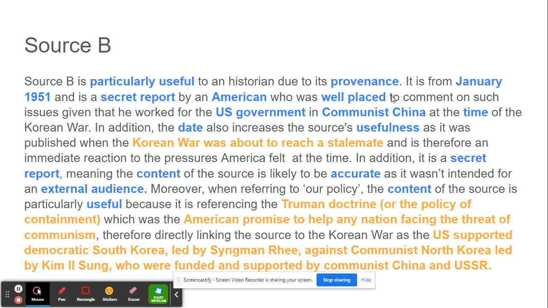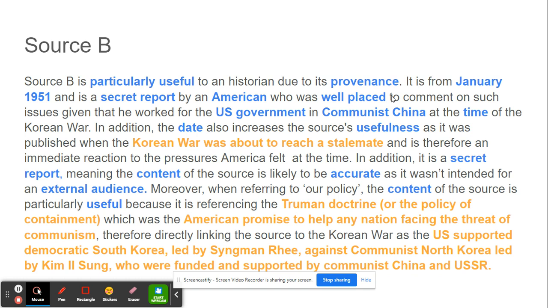If you have a look at the coverage of both sources, you will see in the blue there is reference to the provenance and reference to the content of the source. I've also highlighted where the model answer uses the words of the question, useful, to ensure it's relevant. As you can see in a really good answer, content, provenance, and knowledge are often intertwined. So maybe it's not quite as straightforward as a standard PEE paragraph.